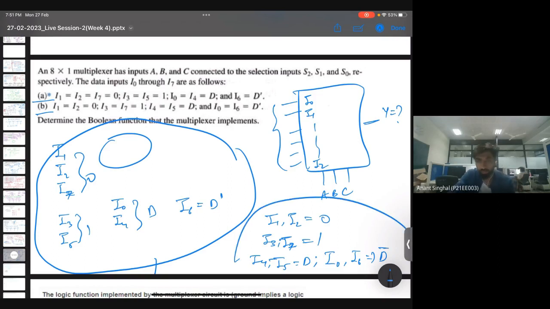Have you noted these values? Please respond if you have noted these values so that I can proceed further. Okay.